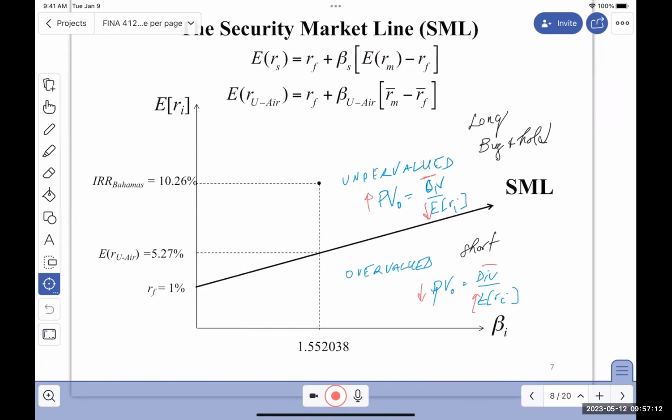Okay, so all we've done here is assume that UAIR was an all equity firm, but what if it wasn't? What if UAIR also had debt? So it borrowed money from investors and has credit holders and has a commitment to pay interest payments to those bondholders. How does that change things?